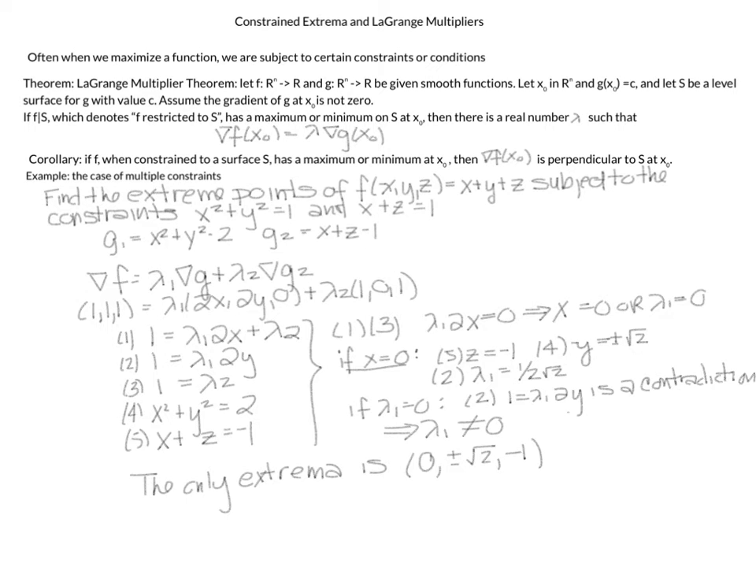So from equations 1 and 3, if we plug in 1 for lambda 2, we're going to get lambda 1 times 2x is equal to 0, which means that either x is equal to 0 or lambda 1 is equal to 0. So the first case, if x is equal to 0, then we use equation 5 and we get z is equal to negative 1. And then using equation 4, we get y is equal to plus or minus square root of 2.